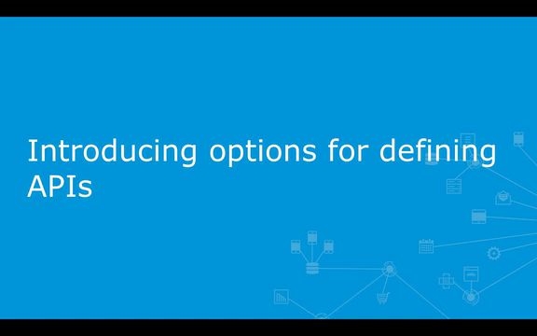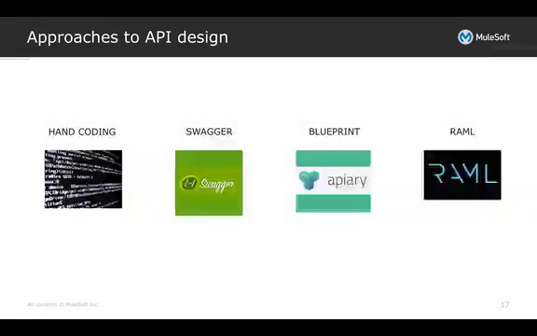Let's look at some of our options for defining APIs. There are a lot of different options out there. Some of the most common are to hand code an API design, effectively writing out your own documentation and spec for the API. Another is to use Swagger, an open source project, Apiary's Blueprint, and also RAML.